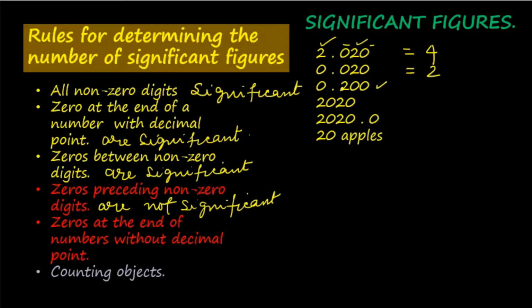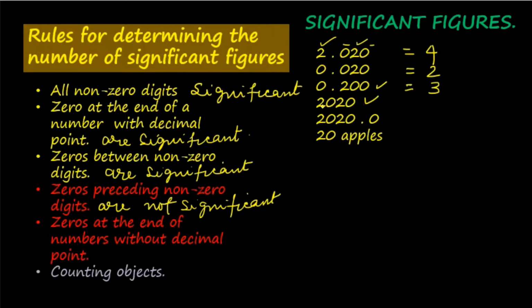The next number is 0.200. There is a decimal point, there is a non-zero digit, there is a 0 in the beginning and 2 zeros at the end. So taking into account all these rules, we find that there are only 3 significant figures here.